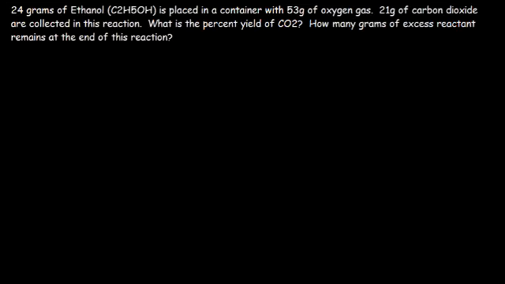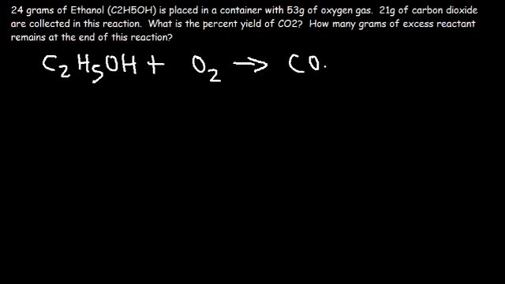So let's write a balanced reaction. So we have C2H5OH. It reacts with oxygen gas, and since it's a combustion reaction, we're going to get CO2 and water. Now the first thing you want to do is balance the carbon atoms. So notice that we have 2 carbon atoms on the left side. So we need to put a 2 in front of CO2.